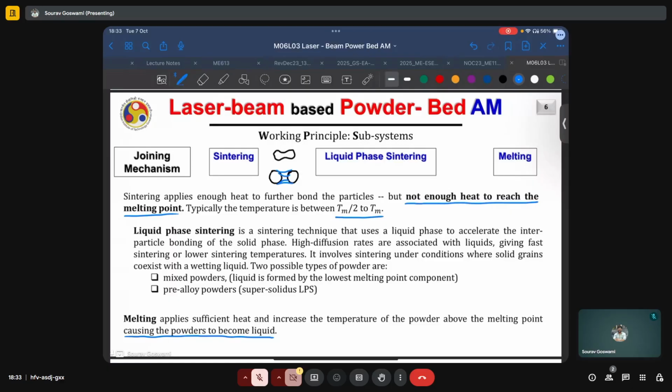The middle road, which is liquid phase sintering, is a sintering technique which uses a liquid phase to accelerate the interparticle bonding of the solid phase.